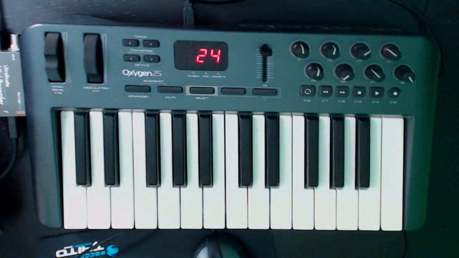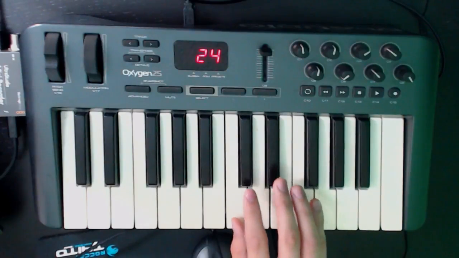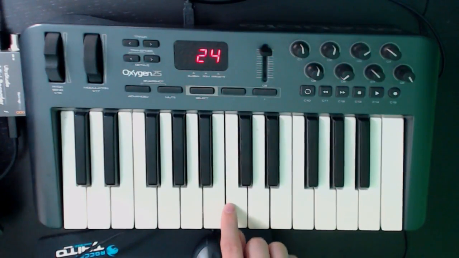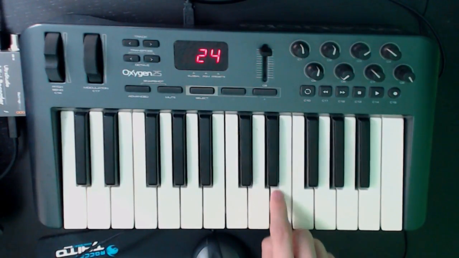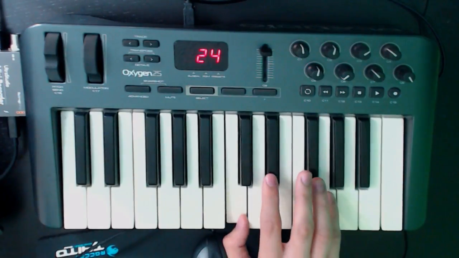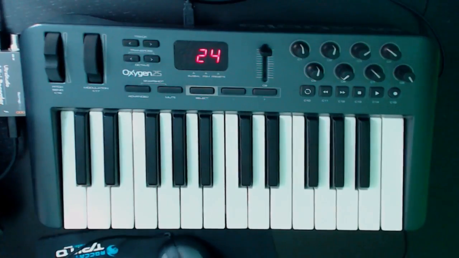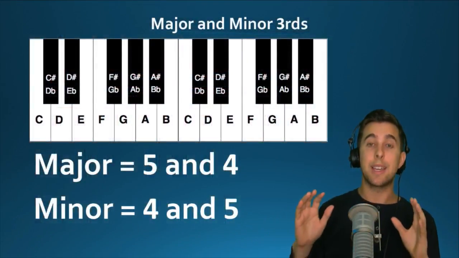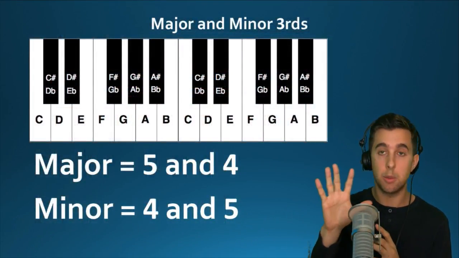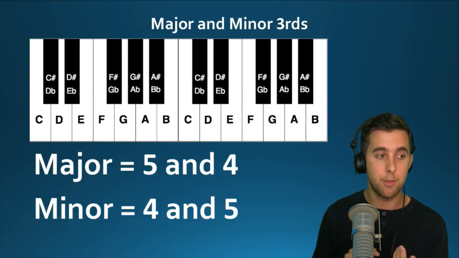And for minor, it's the other way around: 4 and 5, counting up every single note. 1, 2, 3, 4, then 1, 2, 3, 4, 5. So 5 and 4 for major, 4 and 5 for minor. That's basically how we work it out, by counting up 5 semitones and then 4.